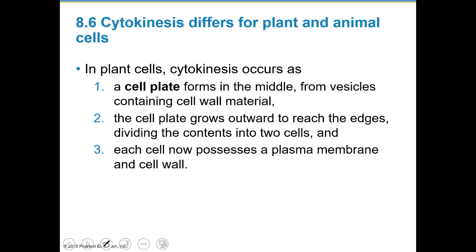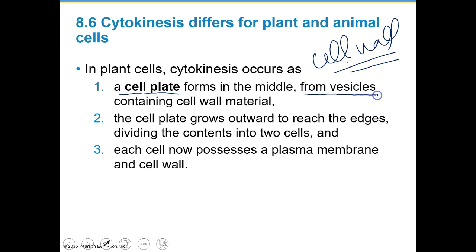It's slightly different for plant cells because don't forget we've got the cell wall. Okay, like a fortress that's difficult to get around. But in order to separate and make new cells, we then have to create new cell walls. So we have a cell plate in the middle, and it's from vesicles, little vehicles, little trucks bringing in some of that cell wall material. The plate grows outwards to reach the edges, dividing the contents into two cells. And now each cell will possess a plasma membrane and a cell wall.